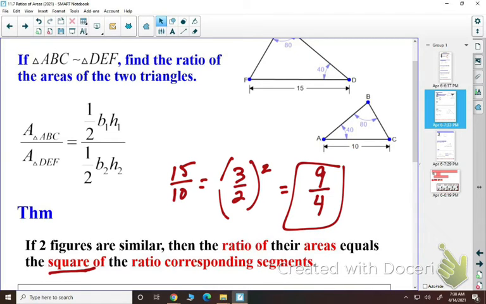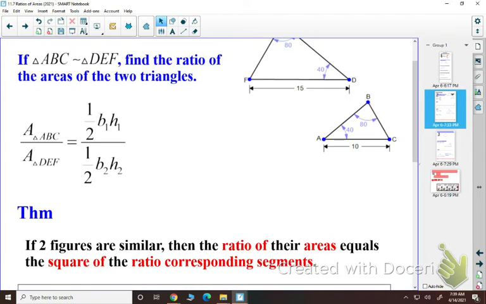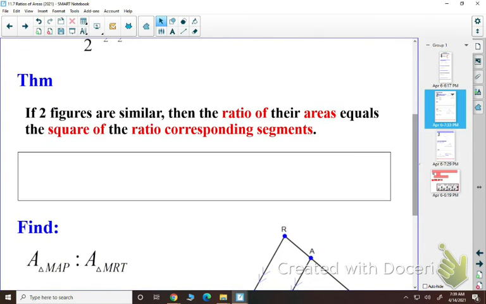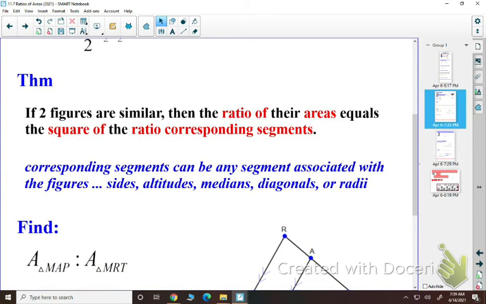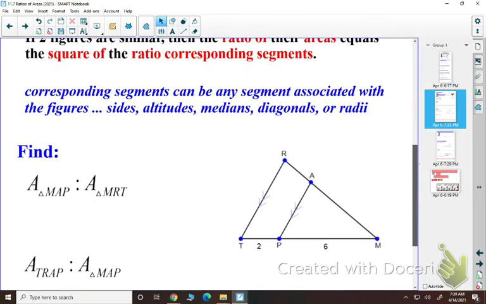So again, if they are similar, the ratio of their areas is the square of the ratio of the corresponding segments. Now, corresponding segments could be sides, could be altitudes, could be medians, could be diagonals, or could be radii. It could be any of those. So like, for example, if you're talking about circles, you're looking at the radius, or for that matter, the diameter.